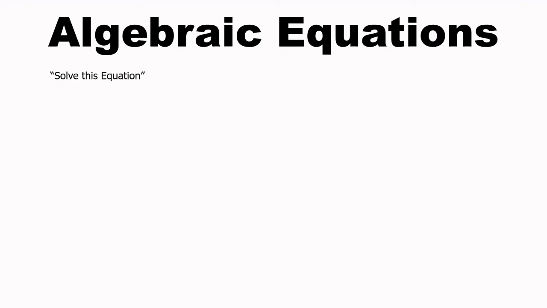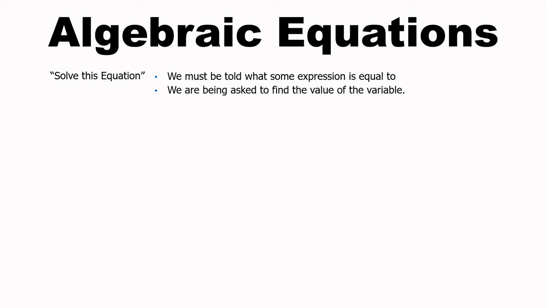When we're asked to solve an equation, first of all, we need to be told what some expression is equal to. That's the difference between an expression and an equation. Expressions cannot be solved because we don't know what they're equal to. When we solve an equation, what we're actually asked to do is find the value of the variable in the equation. So when you have a set of calculations being performed on a variable, you need to know what the result of that would be so that you can work backwards to find the value of that variable.